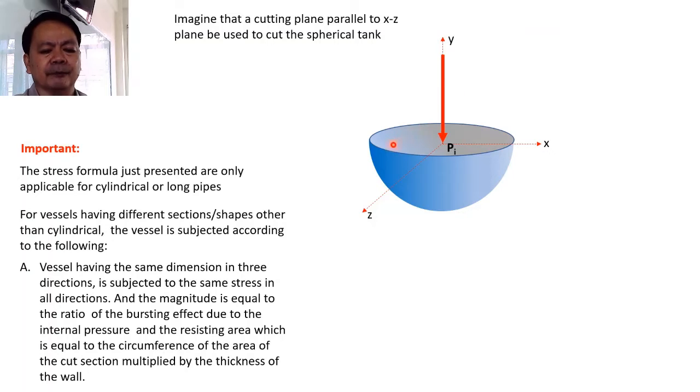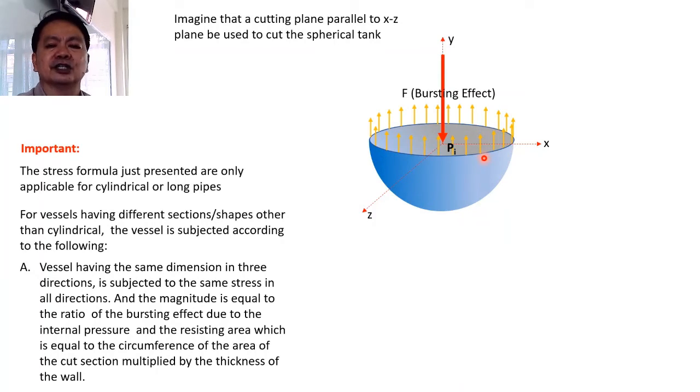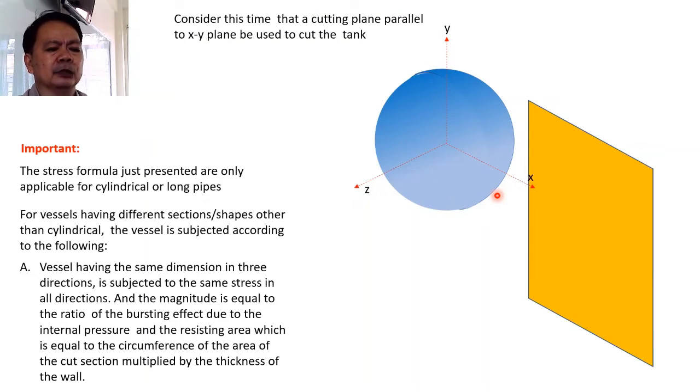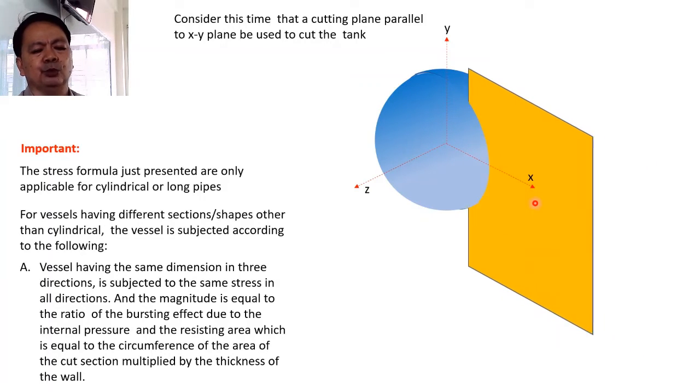And due to this bursting effect, there will be a resisting force that would be developed along the circumference of that cut section, and this will create a stress on that section. Now suppose that we consider the same spherical tank, but this time we try to consider the exploratory section be defined by or be parallel to the XY plane. Here is our XY plane and here is our cutting plane. Now if we are to pass this plane along this vessel so that this vessel will be cut into two, then this is what will happen.